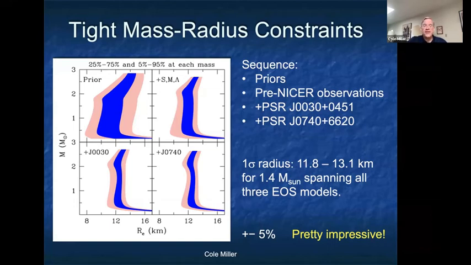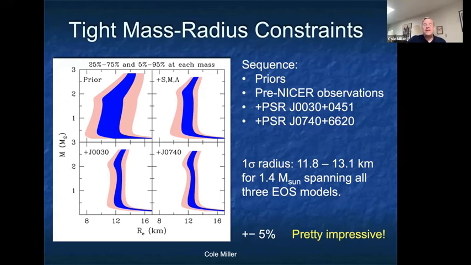In the top right, we add the pre-NICER observations. Again, things like the symmetry energy, the high masses, the tidal deformability. Bottom left, we add our first pulsar, and bottom right, finally, our second pulsar. This is cumulative. Everything is increasing the information. Looking at the top right and bottom right figures, we see what a huge difference the NICER observations have made.